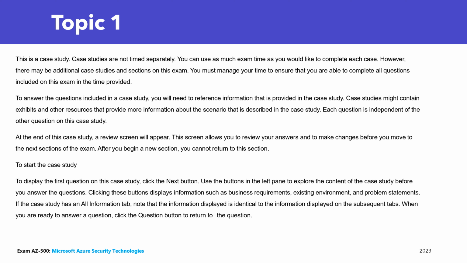To start the case study. To display the first question on this case study, click the Next button. Use the buttons in the left pane to explore the content of the case study before you answer the questions. Clicking these buttons displays information such as business requirements, existing environment, and problem statements. If the case study has an All Information tab, note that the information displayed is identical to the information displayed on the subsequent tabs. When you are ready to answer a question, click the Question button to return to the question.